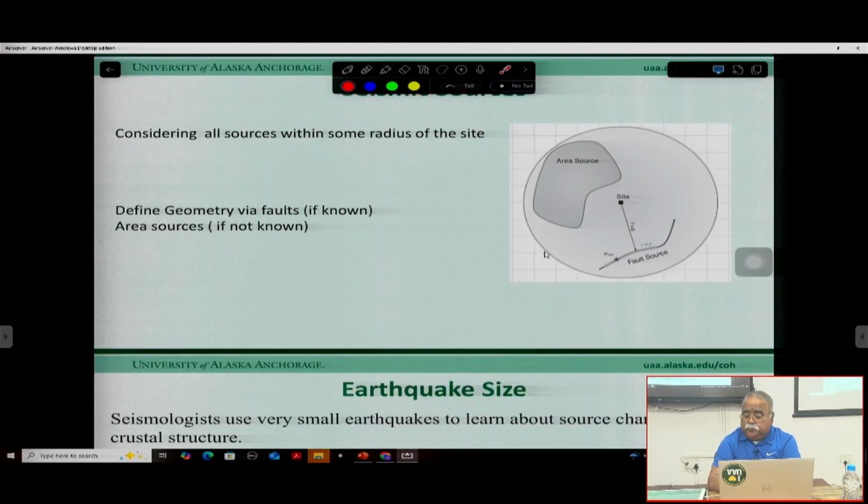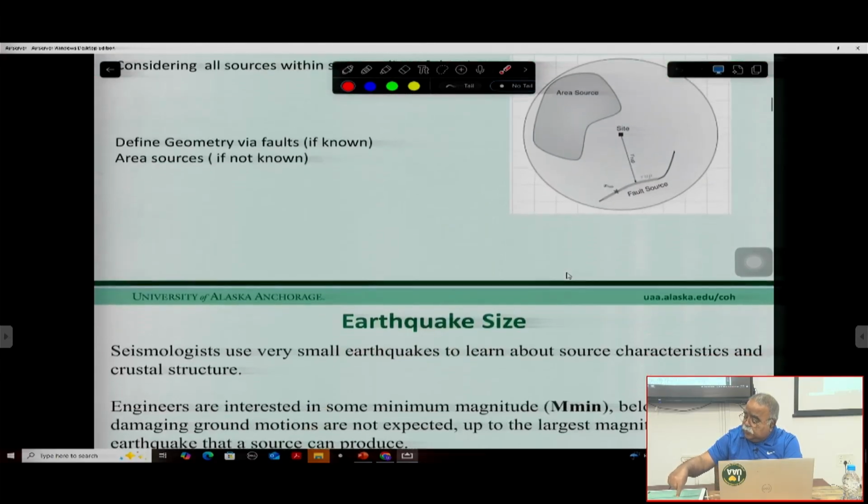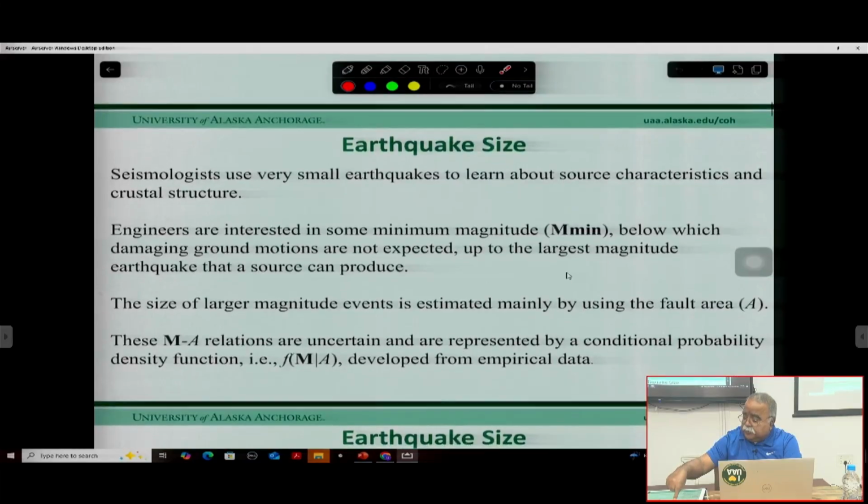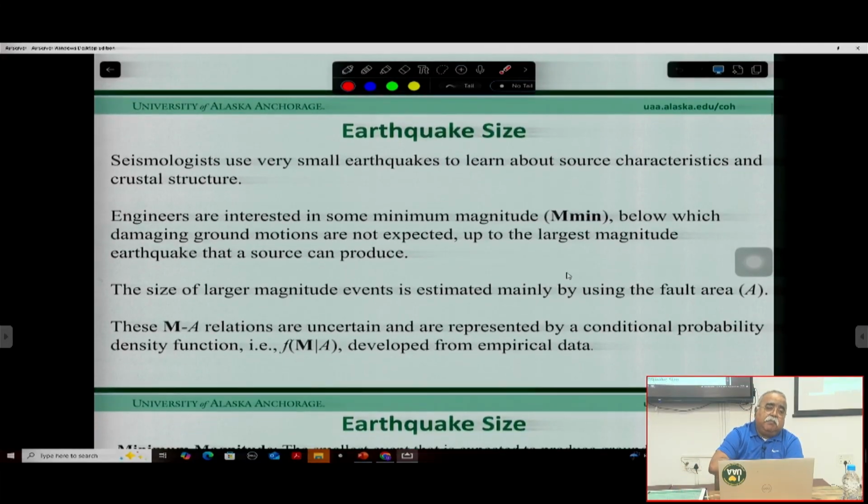Now, first of all, again, we come back to the earthquake size.